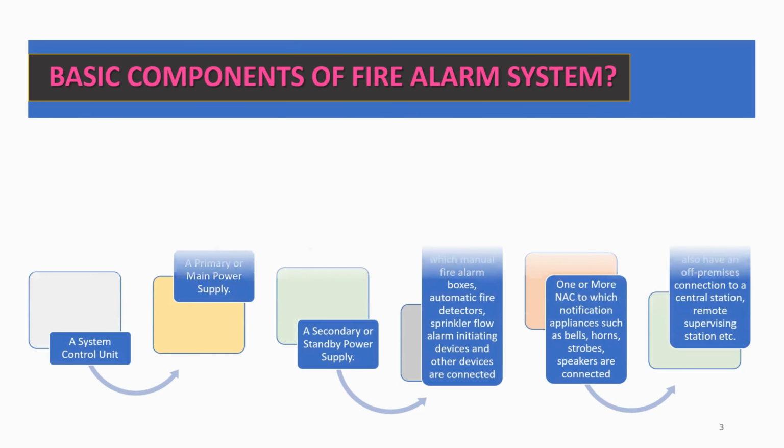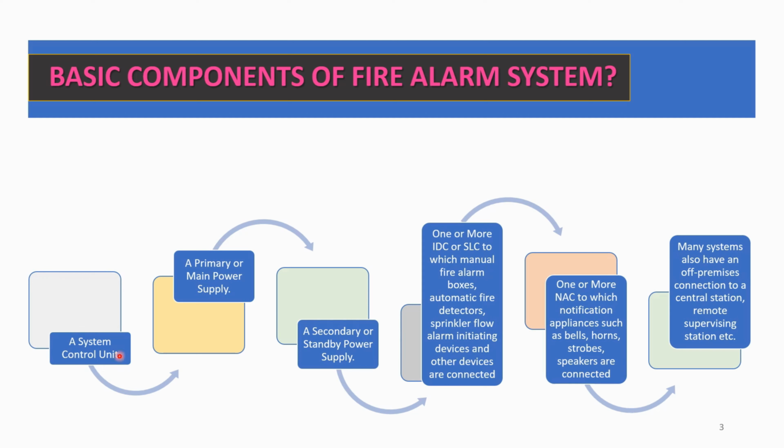So basically we have a few components. We will have a system control unit or fire alarm control panel which can be operated by a primary or main power supply. This is the primary source of power supply, and in case of power failure we need to have a backup, so we'll use a secondary or standby power supply. This should operate within 30 seconds when the primary power supply is not capable of providing the minimum voltage required for proper system operation.